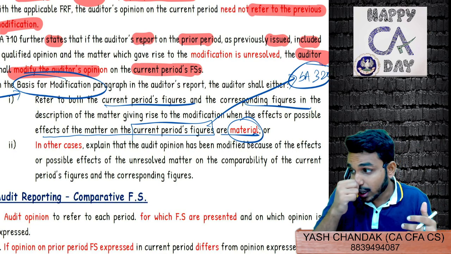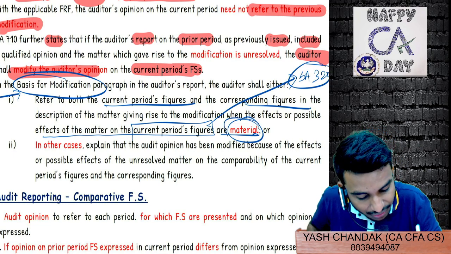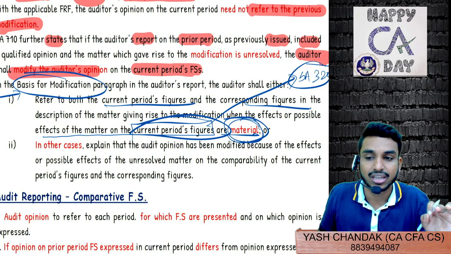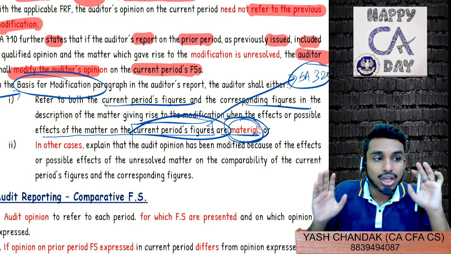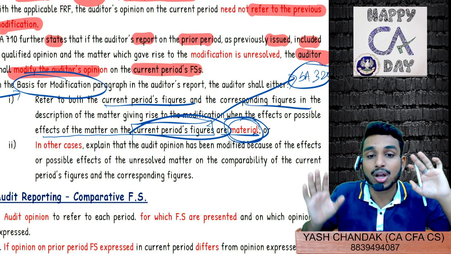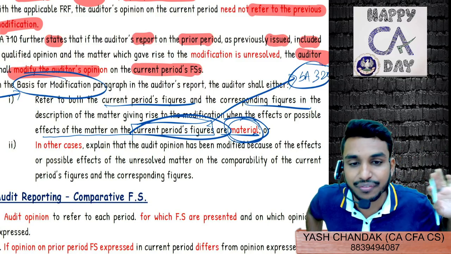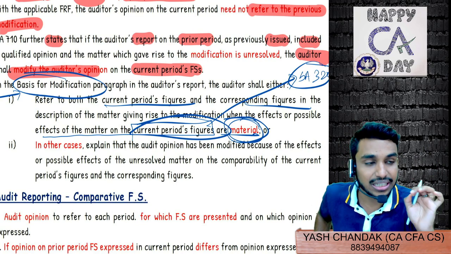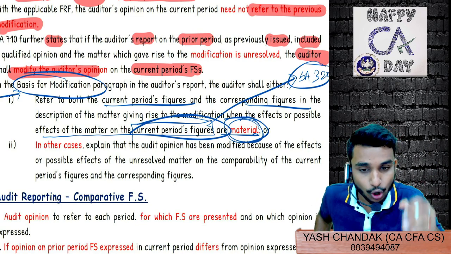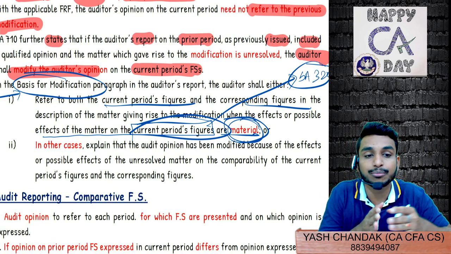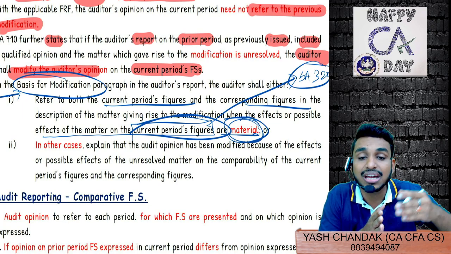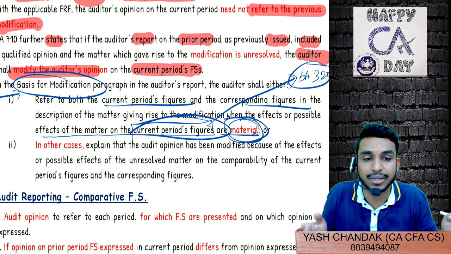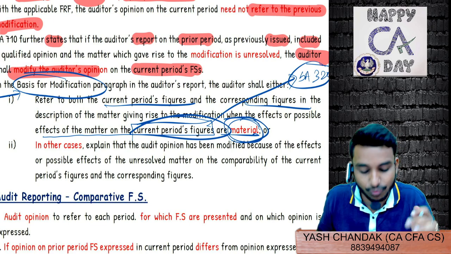However, if you see that this is not a material figure, current period figure material nahi hai, but you are anyway modifying because you are not able to have that audit evidence with respect to prior period figures, although they are not material. But you will say what? That yes, because we are not able to tally, because we are not able to see the consistency between prior period figures and current period figures, we are modifying in the basis for audit opinion para.